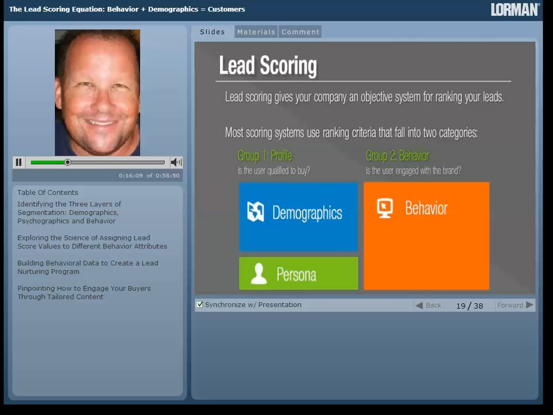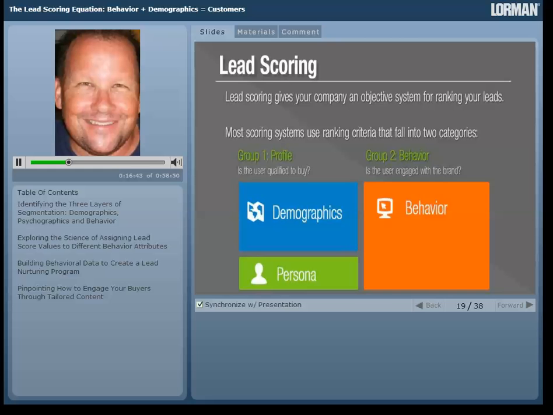And most scoring systems use ranking criteria that fall into two distinct categories. Profile, group 1, answers the question, is the prospect qualified to buy? So this looks at demographic and firmographic information and that persona information to see, okay, is this an ideal buyer? Does this person fit the profile of a buyer that would normally buy my product? Are they in the right geo? Do they have the right budget? Are they at the right company size, industry, those types of things? So are they qualified to buy? We can rank those factors.